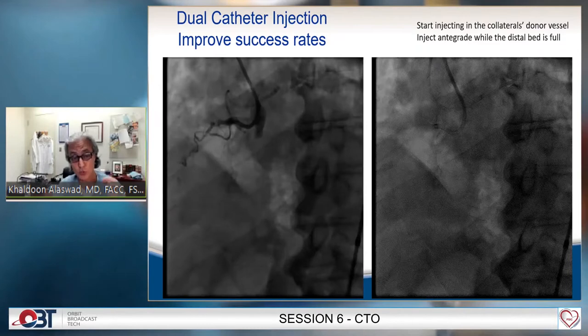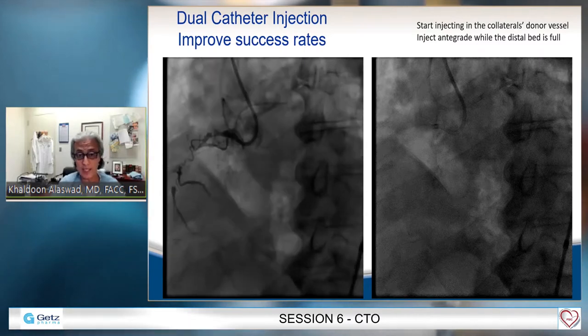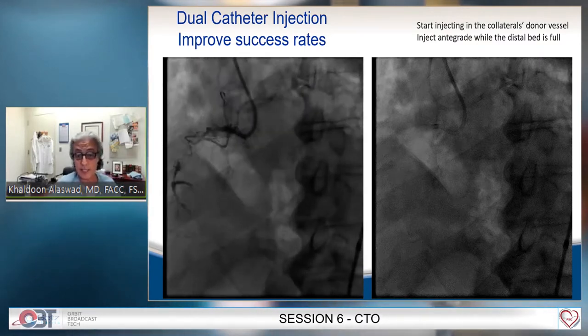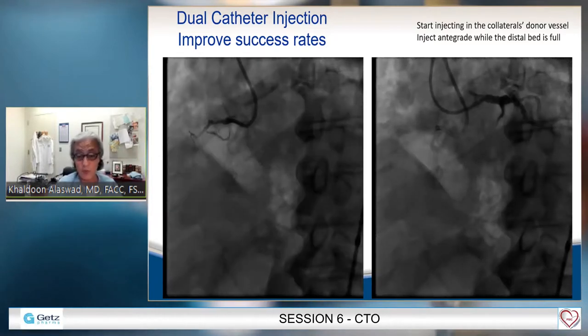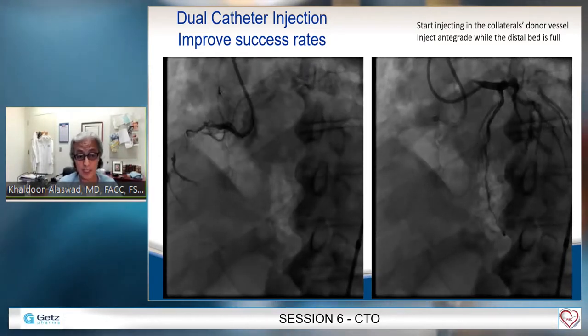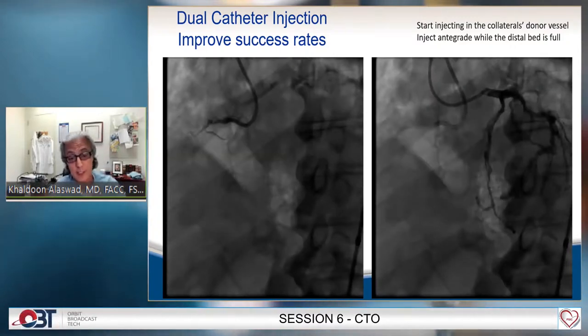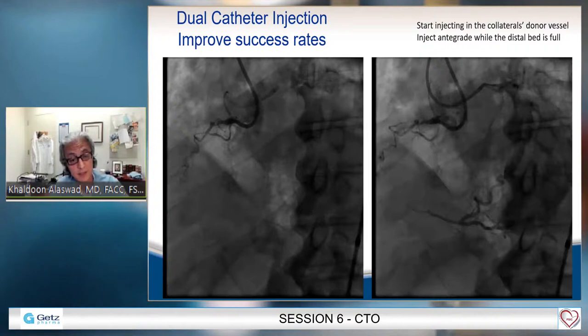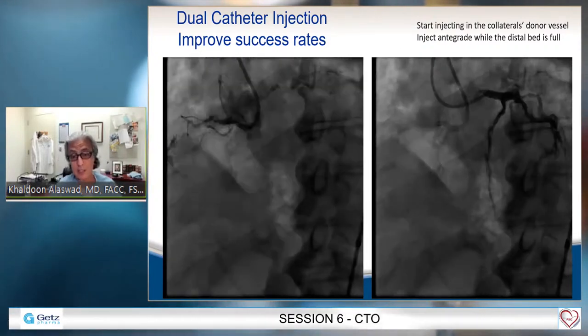You have to use two guide catheters to be able to perform the angiogram. You start injecting in the donor, a collateral donor vessel, and once you fill the distal target, you inject. And if you can tell here, this is the same patient. If you look at one single integrated angiogram, I can tell hardly anything about the distal target.